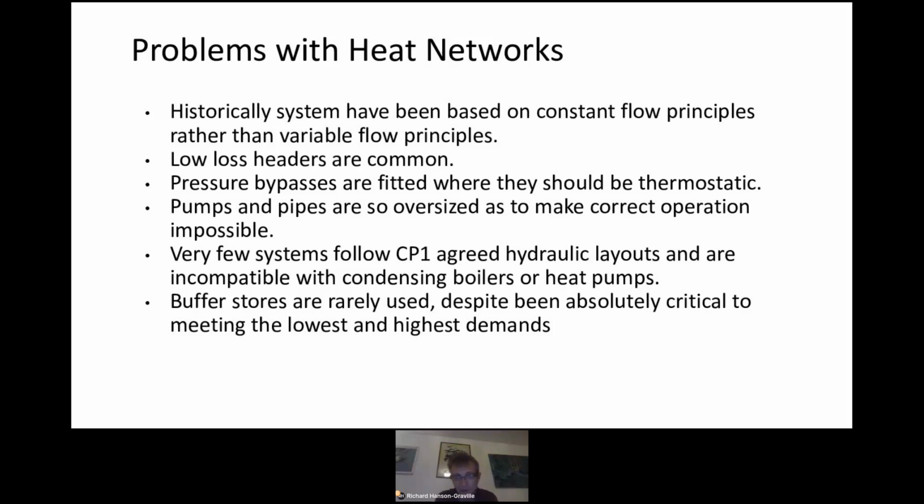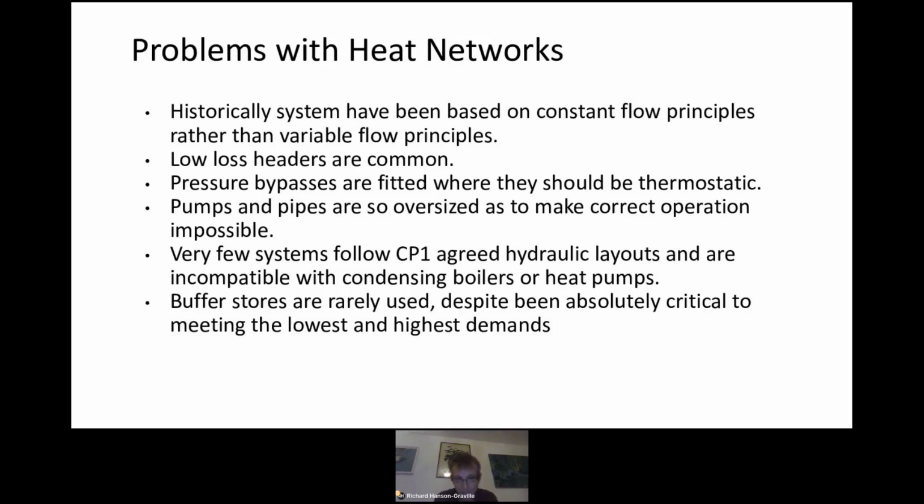Pumps and pipes are so oversized as to make correct operation impossible. Very few systems follow the agreed hydraulic layouts in CP1, and basically they're incompatible with condensing boilers and heat pump technology. They're not going to get these heat sources running efficiently until the hydraulic layouts of the plant rooms match where it should be done.